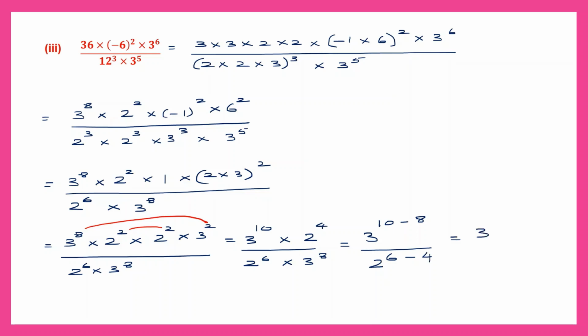So here what do we have? 3 to the power of 10 minus 8 is 2, by 2 to the power of 6 minus 4 is 2. So we have 3 to the power of 2 by 2 to the power of 2. And since both the powers are 2, you can write 3 by 2, the whole thing raised to the power of 2. So this will be our final answer. 3 by 2, the whole raised to the power of 2.